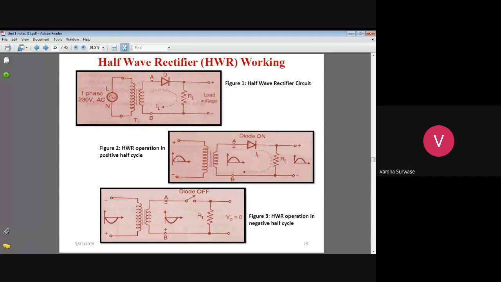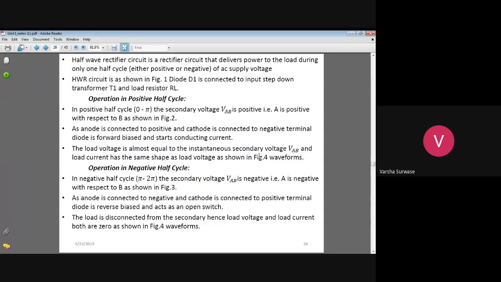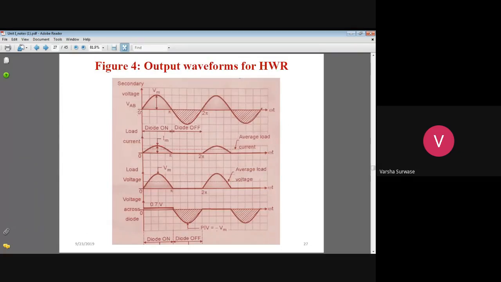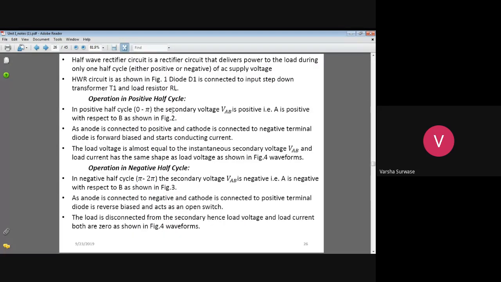When we are applying the input voltage from 0 to pi, diode D1 will conduct, and current IL will be flowing through the device. See the waveforms for this. When the input voltage VAB is positive for the positive half cycle, the maximum voltage you will get is VM, the maximum voltage. From 0 to pi it will conduct for the positive half cycle.